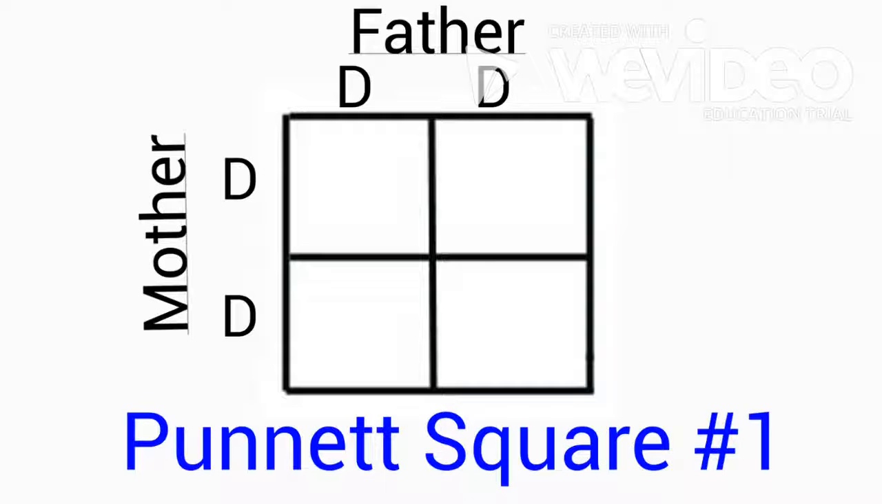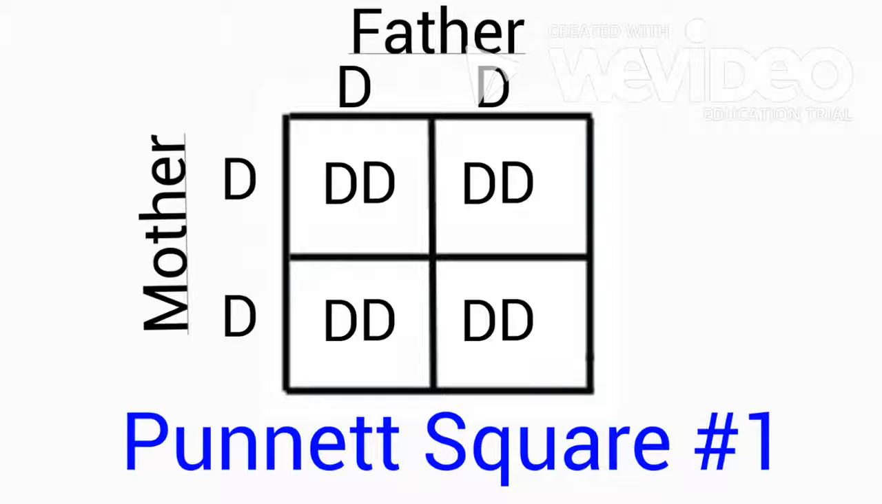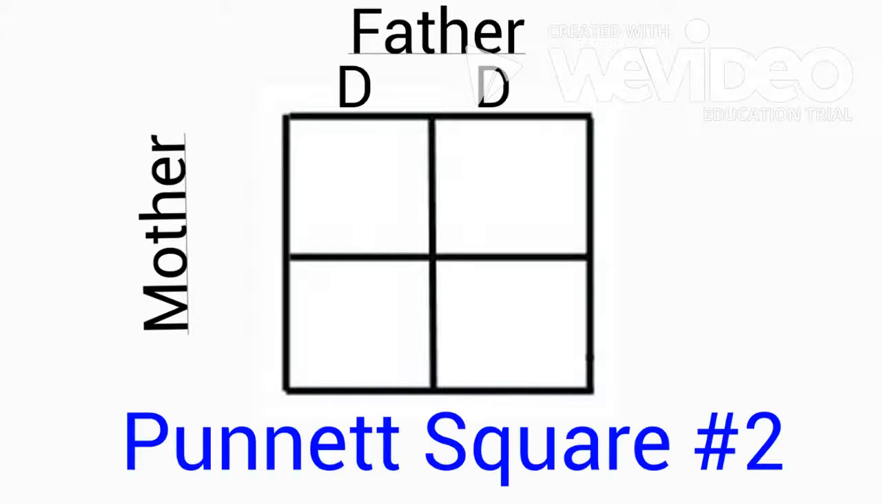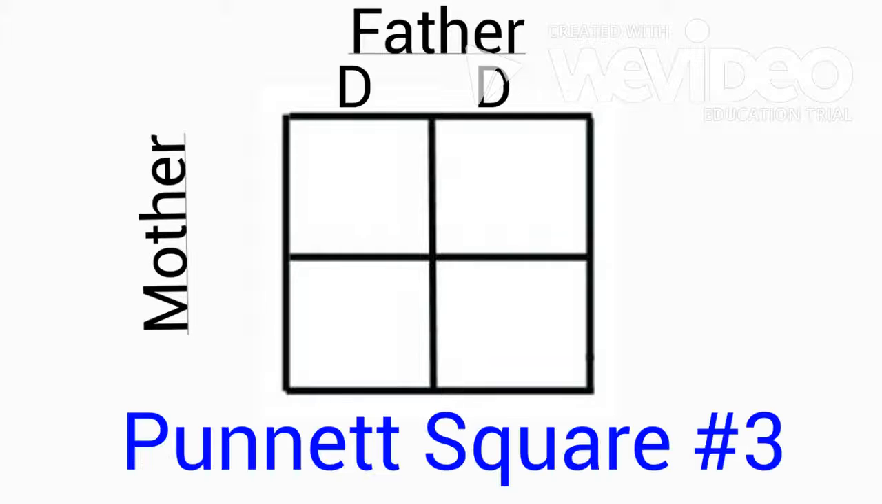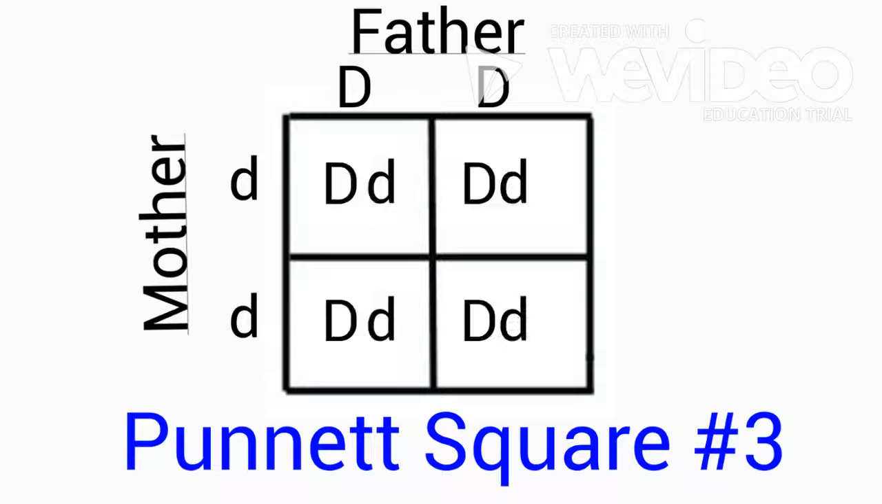So Punnett square number 1. If both my parents are homozygous dominant, this is what the Punnett square would look like. If one of my parents is homozygous dominant and the other is heterozygous, this is what the Punnett square would look like. If one of my parents is homozygous dominant and the other is homozygous recessive, then this is what the Punnett square would look like.